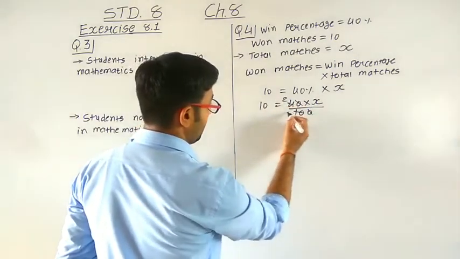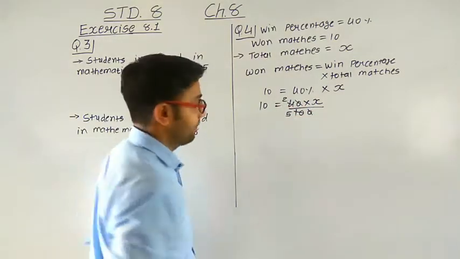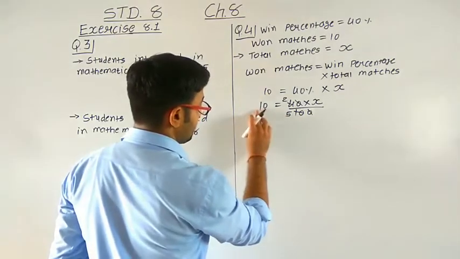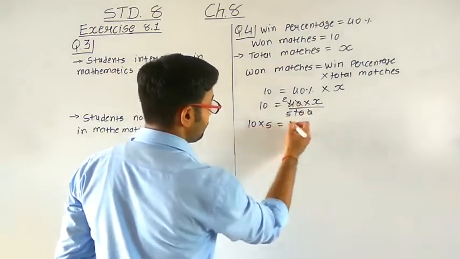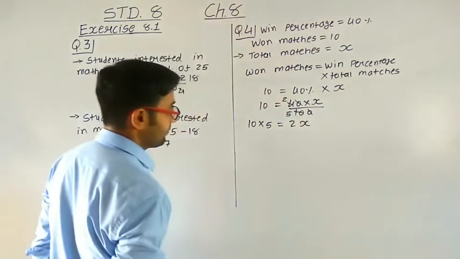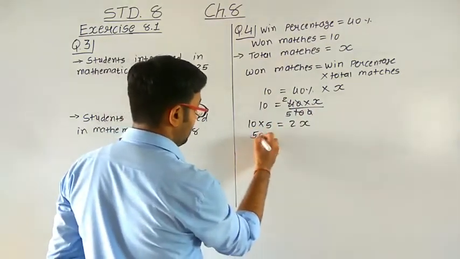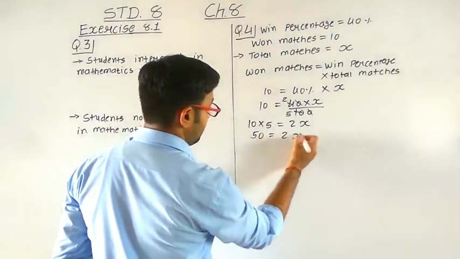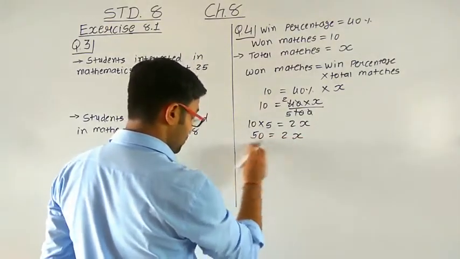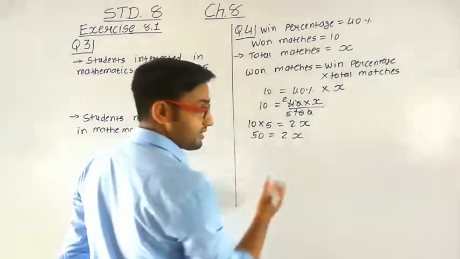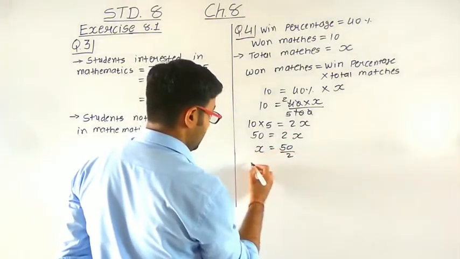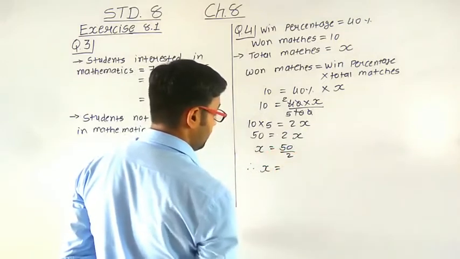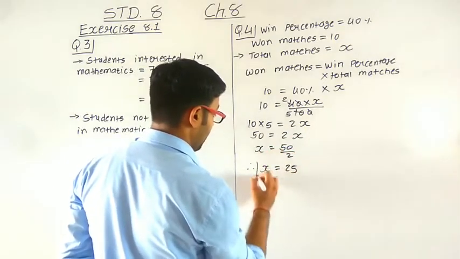2 to the 4 and 5 to the 10. Take this 5 to the left hand side, it will multiply. So 10 into 5 is equal to 2 into X. Now this will become 50 is equal to 2 into X. Again take this 2 to the left hand side. By making X the subject, we get X is equal to 50 upon 2. And therefore, we get the value of X is equal to 25.